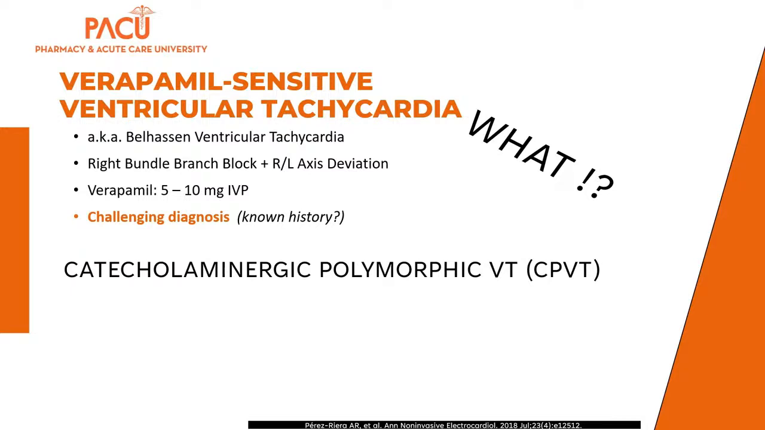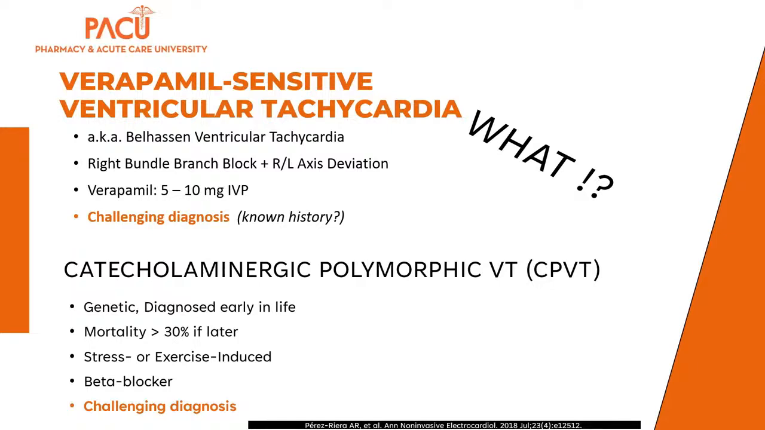Another one that's probably more common that you may come across is catecholaminergic polymorphic VTAC. This is a genetic abnormality, a genetic type of VTAC diagnosed earlier in life. If it's diagnosed later in life, the mortality is quite high. The reason is this is a VTAC that's set off by catecholamines, therefore induced by stress or exercise. Patients are often put on a beta blocker.